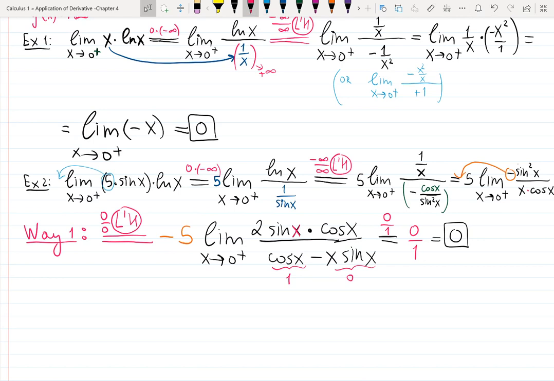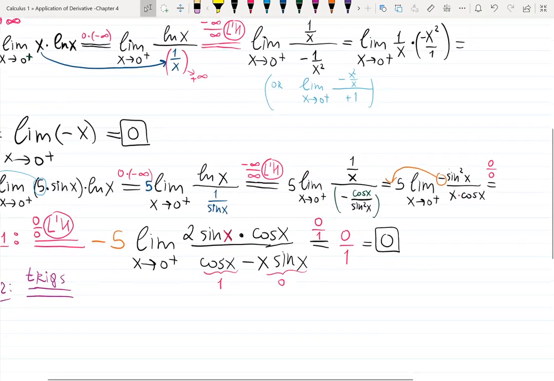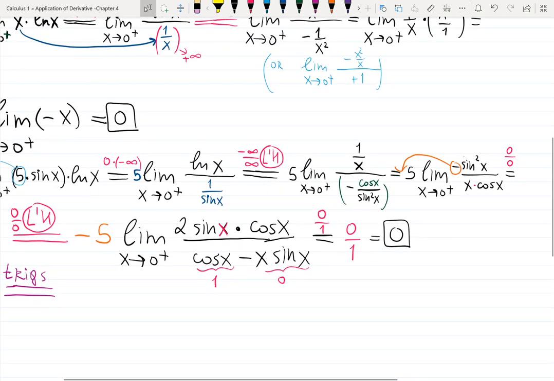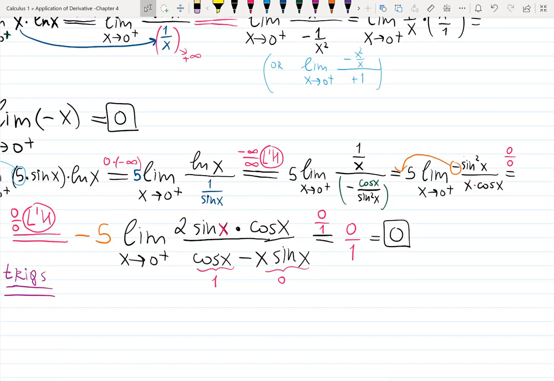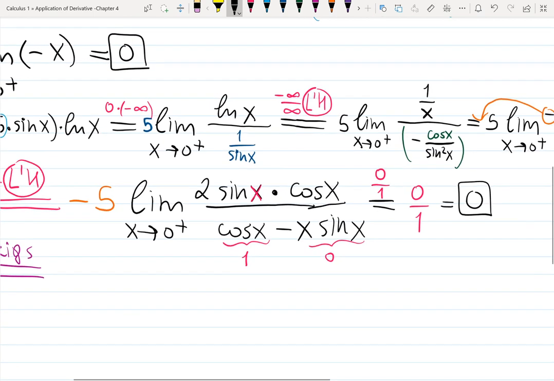Way 2, maybe you will like it more. Way 2 is to use tricks. Do you like working with trigonometric functions? In this case, you might like this method better than using product rule and chain rule. I noticed that we have a sine over cosine case. You don't notice it? Let's look more carefully.